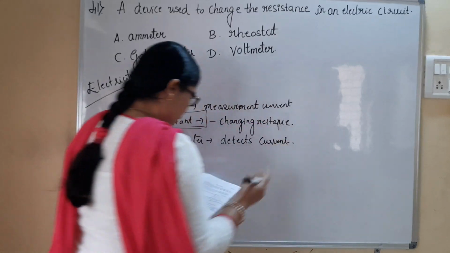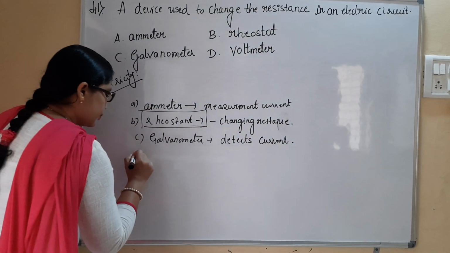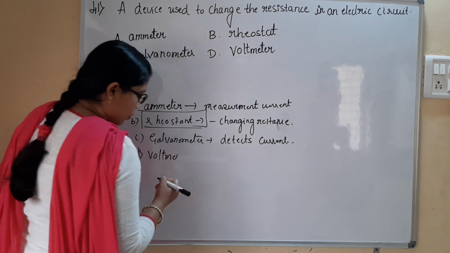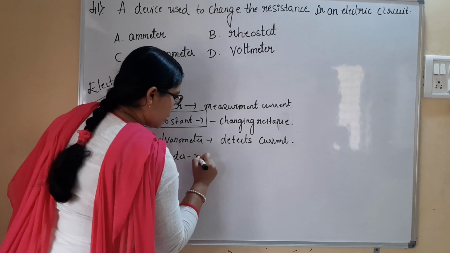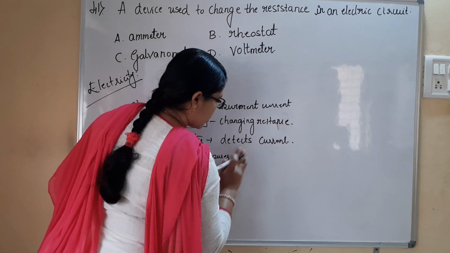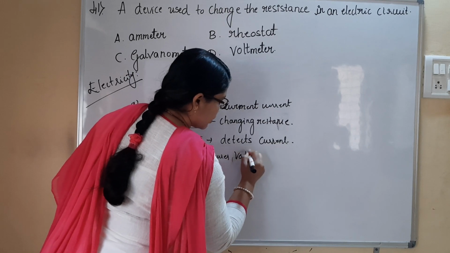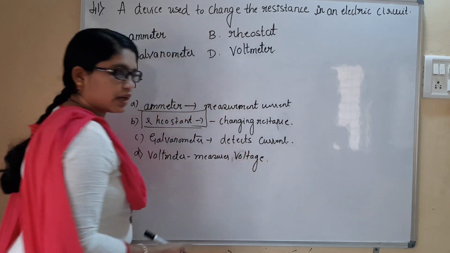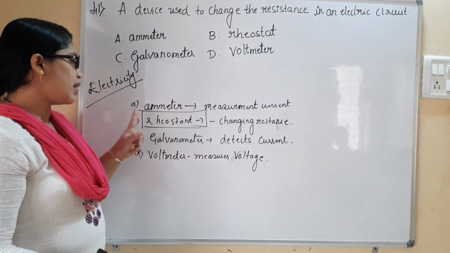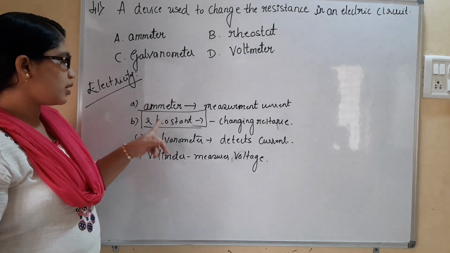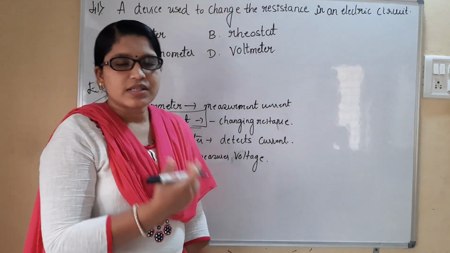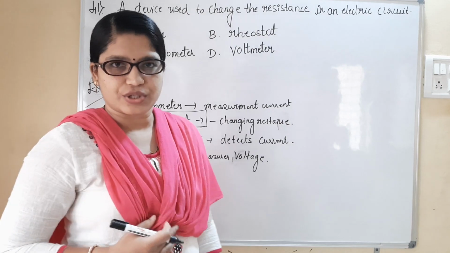Detects the flow of current. Then lastly we have voltmeter. Voltmeter measures the voltage. Okay, so these are the four options and respectively we have answers. So the correct option will be rheostat. Rheostat is considered to vary the resistance offered by any of the circuit.